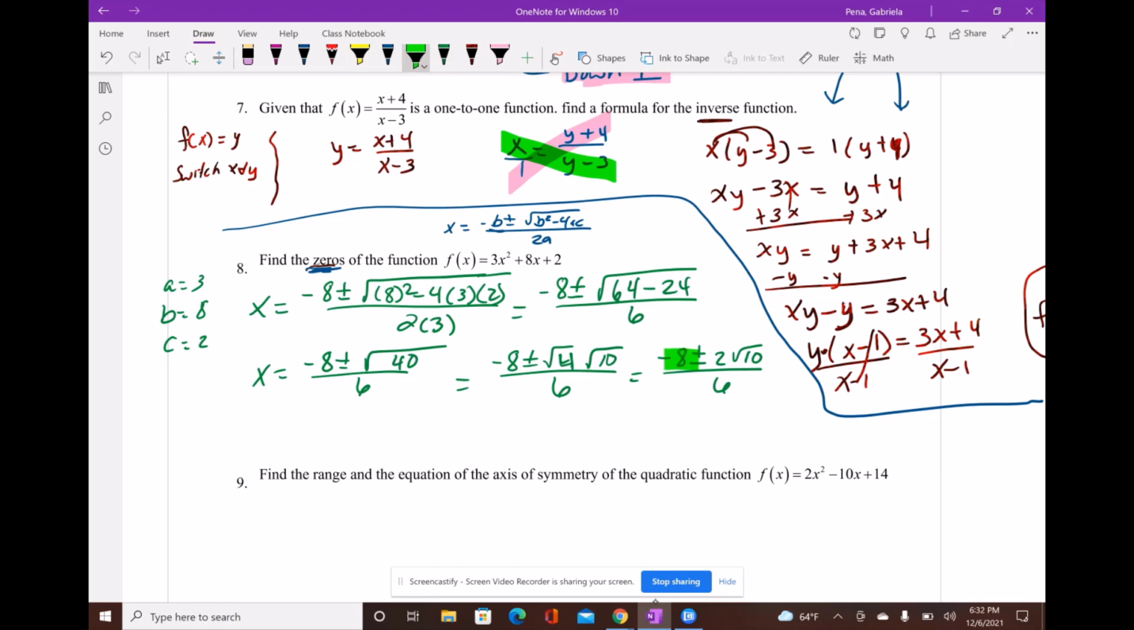When you see these three numbers, they're all even. So you could reduce by 2, which gives me negative 4 plus minus square root of 10 over 3. This here is your final answer. You cannot reduce the square root of 10, but you reduce all the other numbers. 8 divided by 2, 4. 2 divided by 2 is 1. That's why we didn't put anything in front. And 6 divided by 2 is 3.